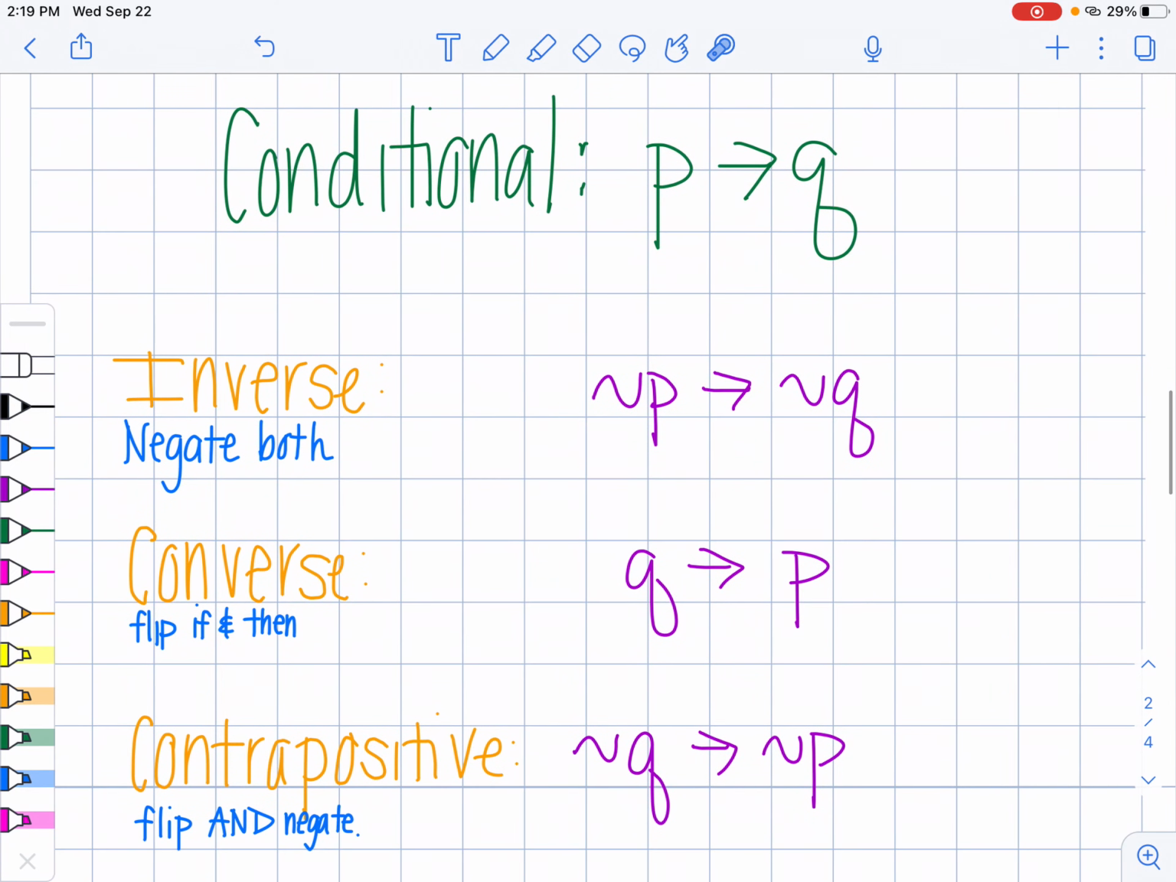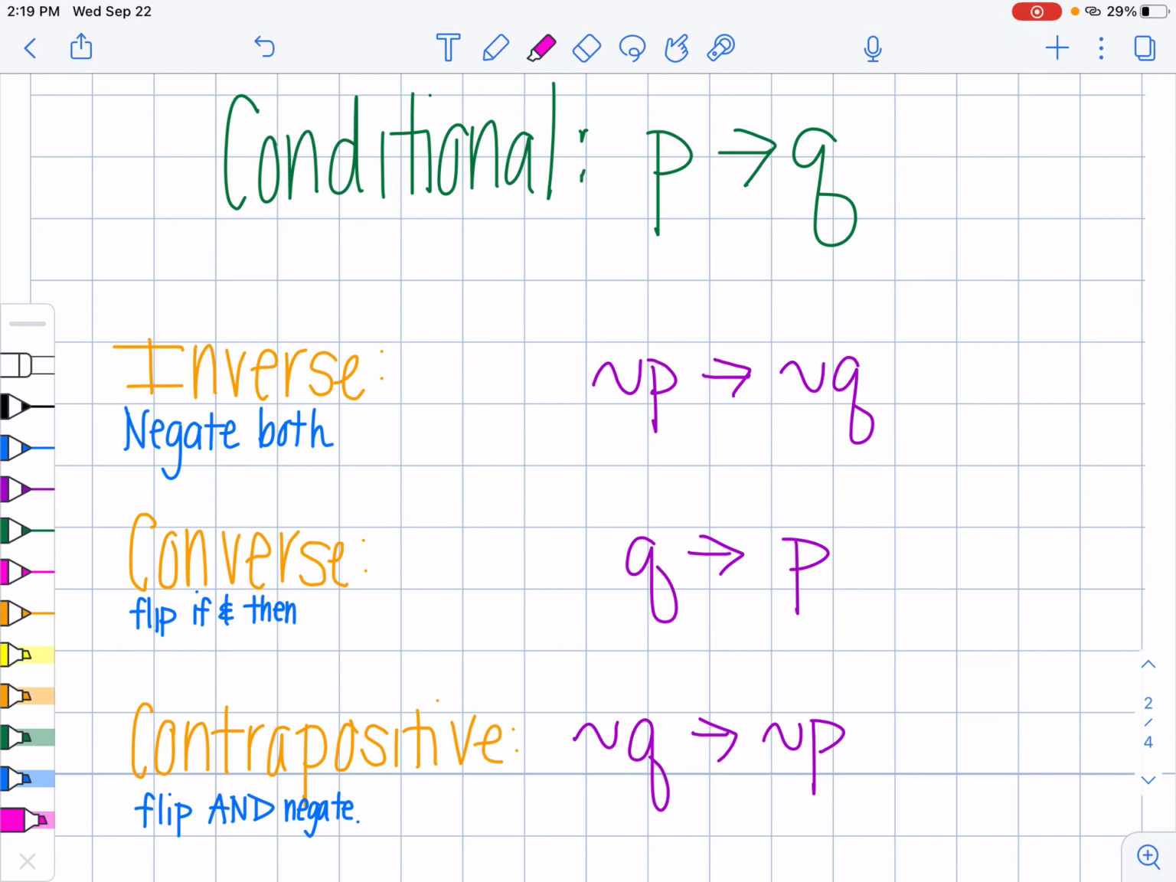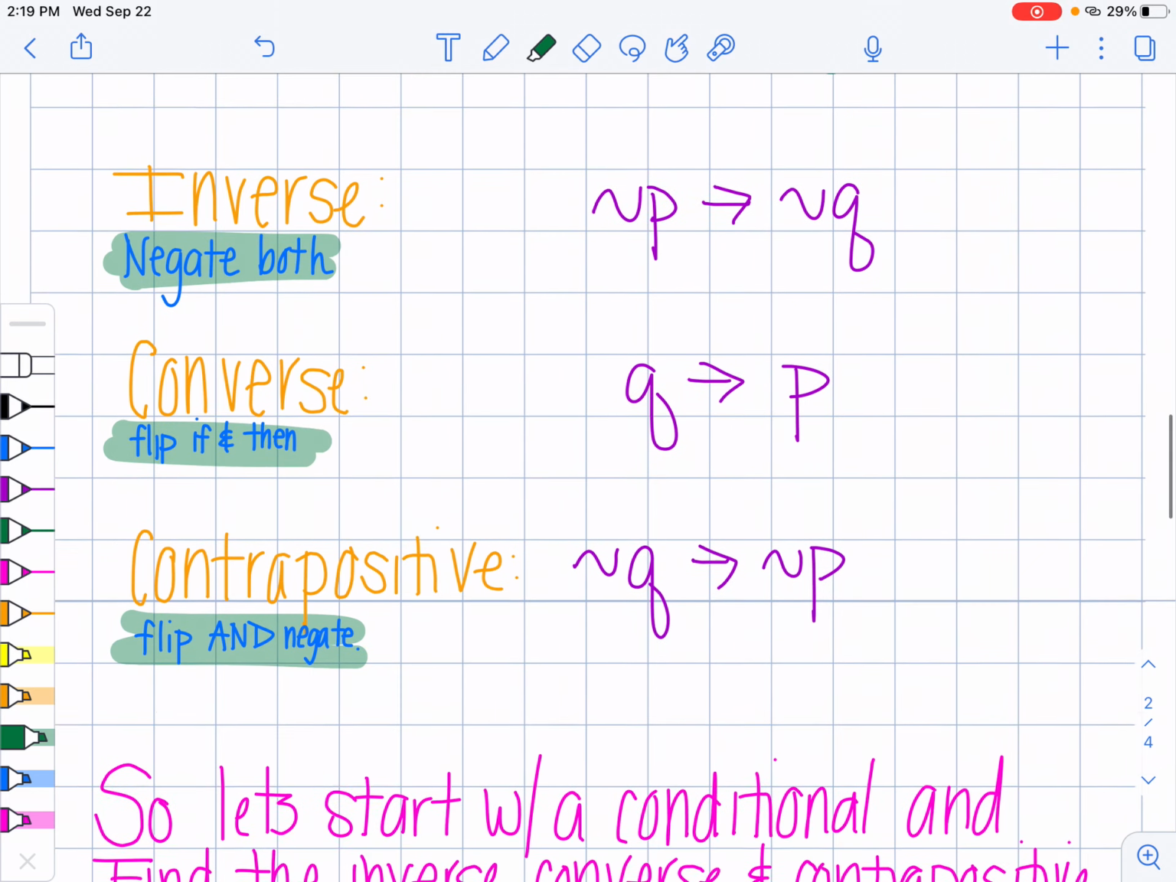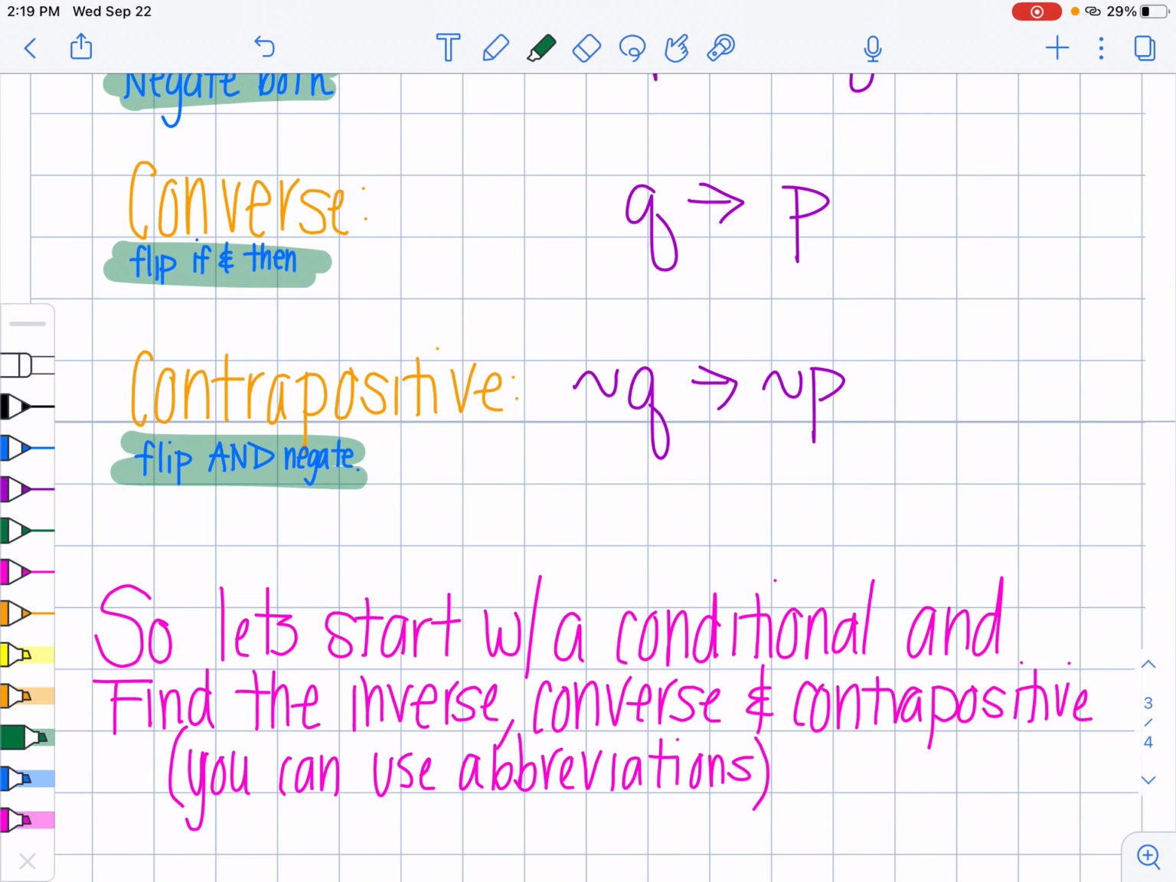And the contrapositive is a combination of the inverse and the converse. So I'm going to flip and negate. I wrote here for you what to do: negate both, flip, and then flip and negate. I'm going to give you one example, and hopefully this will help you understand how to write a conditional, how to abbreviate it, and then how to manipulate it to find the inverse, the converse, and the contrapositive. And remember, it's easiest to do with the abbreviations.